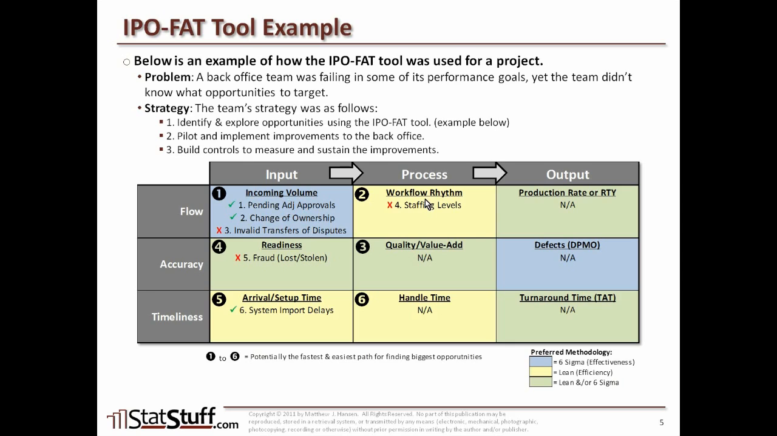And then from a workflow rhythm perspective, they might have found that there are some opportunities possibly with how the staffing levels are balanced with the flow of the volume of work coming in. And they might have found in some of these examples there really were no opportunities identified, but in other ones there were. So just by listing these different things like this and talking through it with your team is a way to identify, here are all the potential opportunities.